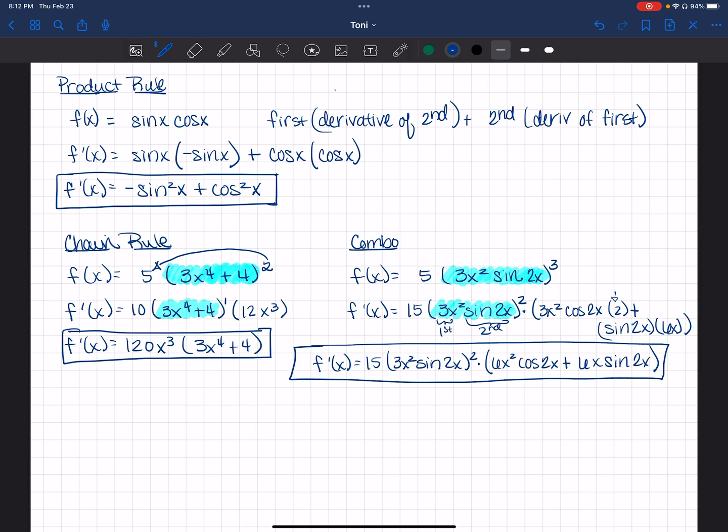So maybe that clarifies what the product rule is, what the chain rule is, and then most of the time, since you're in Cal 3, you will see some combination where you're using them all at the same time.